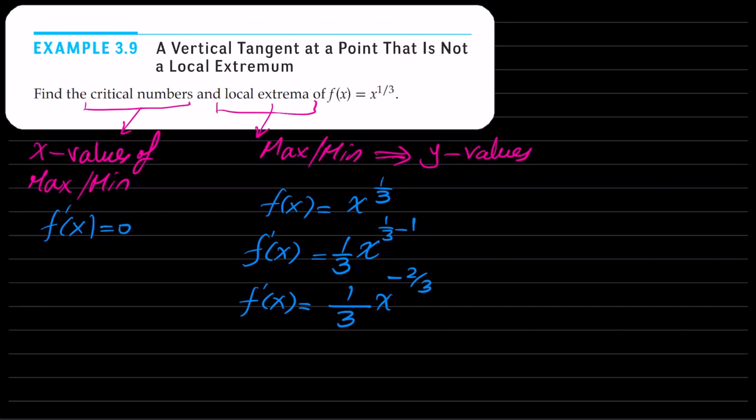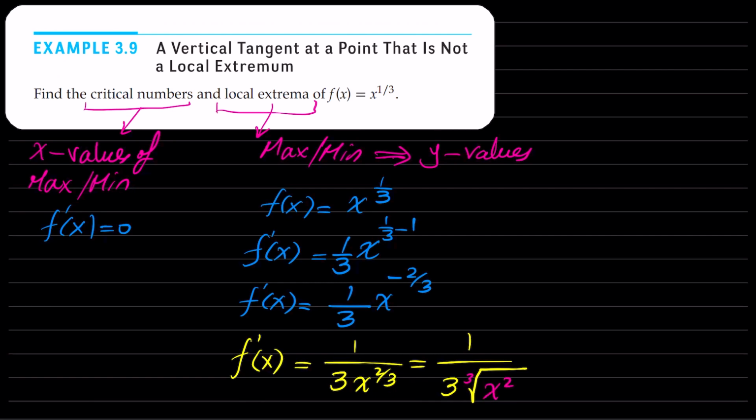Now -2/3, since it's a negative exponent, we will write it in the denominator, so it will be 1/3 x to the power 2/3. Also, we can write it as 1/3 and the cubic root of x squared. So this is our first derivative.